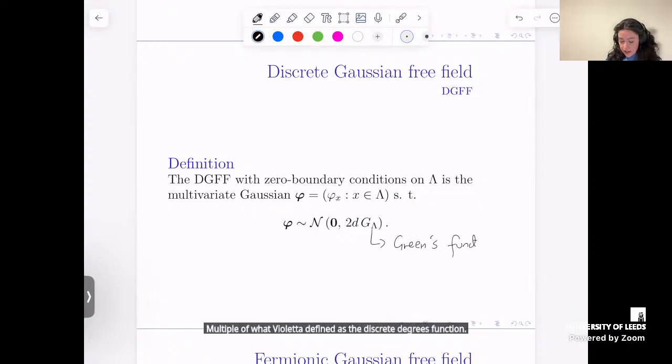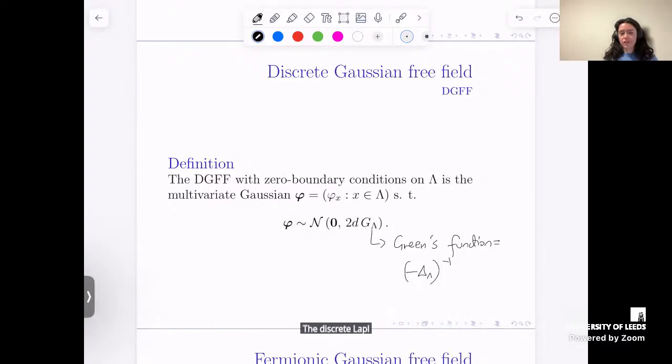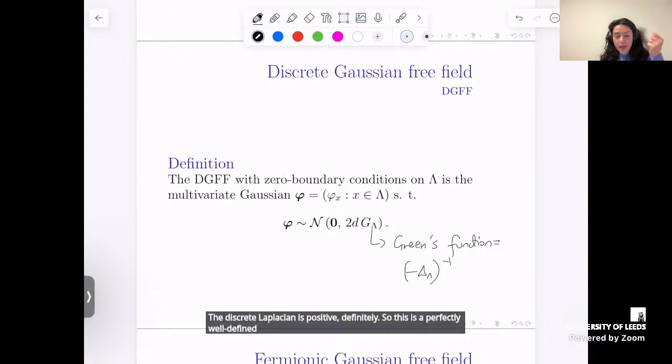So the inverse, essentially, of the Laplacian matrix. Of what is a Laplacian? Wioletta said that this Laplacian is positive definite, or minus, sorry. The discrete Laplacian is positive definite. So this is a perfectly well-defined normal vector.